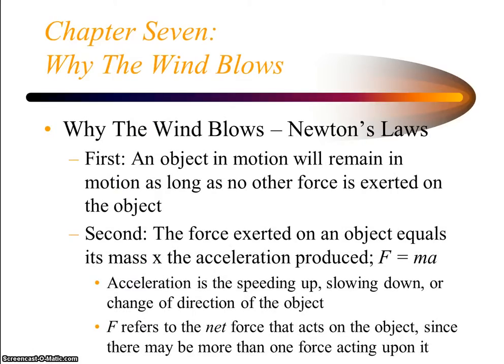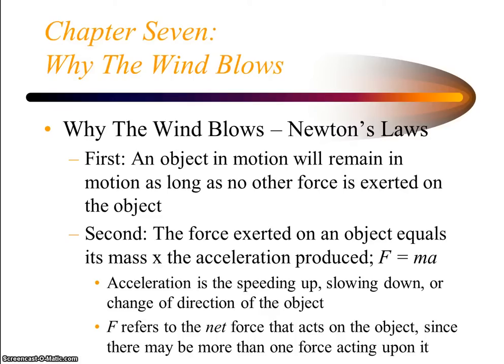All right, a little bit more about the laws of physics and why the wind blows. You learned a long time ago in science that an object in motion will remain in motion as long as no other force is exerted on the object. Second law of Newton's motions: the force exerted on an object equals its mass times the acceleration produced. F equals ma. Acceleration is either the speeding up or slowing down or change in direction of the object. It doesn't mean you're always putting your foot on the gas pedal.